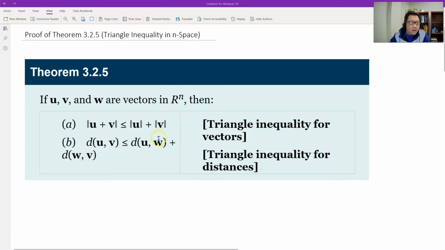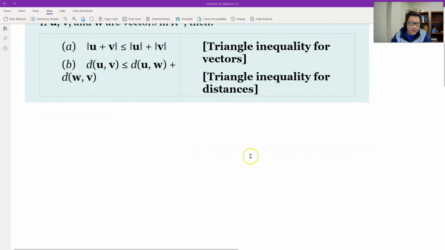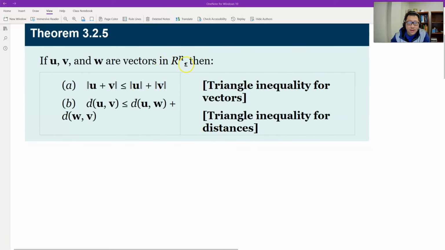I think you are familiar with the triangle, right? If I draw a triangle, the sum of two sides should be greater than or equal to the third side. This is the triangle inequality. Here it is similar; I draw a graph so you can see clearly. But here the result is in general n-space.